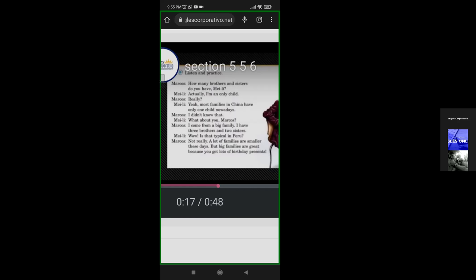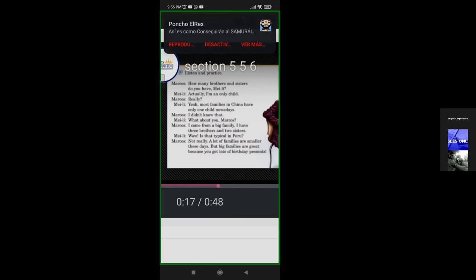The most families in El Salvador. That quantity. Quantity. That's right. Okay. Quantity nowadays? I didn't know that. What about you, Joanna? I come from a big family. I have two brothers and two sisters. Oh. Is that typical in San Salvador? Not really. A lot of families are smaller these days, but big families are great because you get a lot of birthday presents.